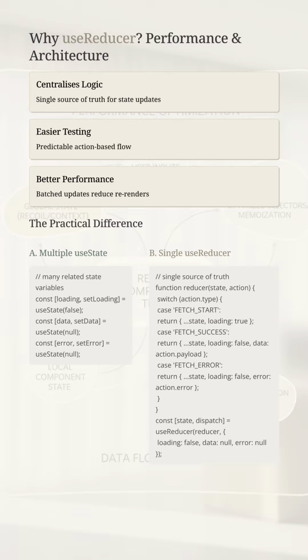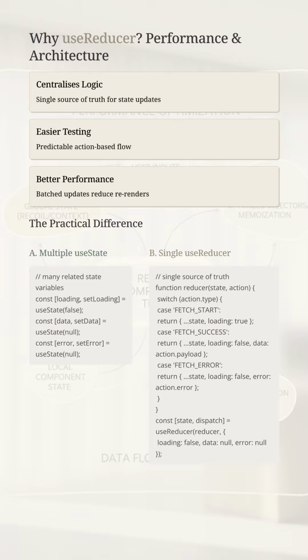Here's the key difference. With multiple related state values, you often end up juggling several useState hooks, one for loading, one for data, one for error. Each comes with its own setter, and that can lead to scattered logic and multiple re-renders.